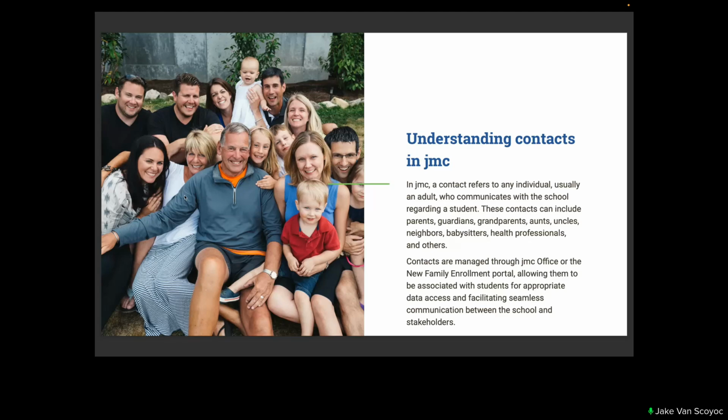What do contacts mean in JMC? And understanding how they work will save you time. So in JMC, a contact refers to any individual, usually an adult, who communicates with the school regarding a student. These contacts can include parents, guardians, grandparents, aunts, uncles, neighbors, babysitters, health professionals, and others. Contacts are managed through JMC Office or the new family enrollment portal, allowing them to be associated with students for appropriate data access and facilitating seamless communication between the school and stakeholders.